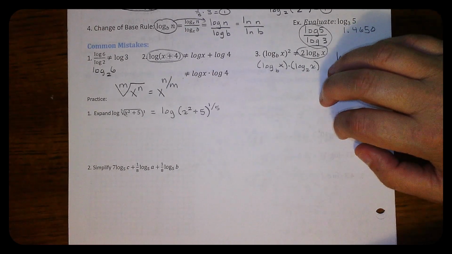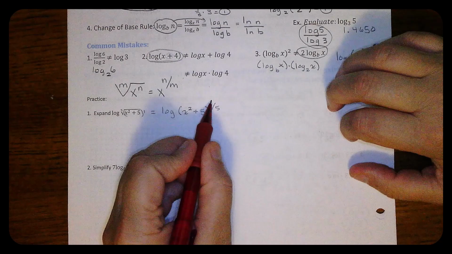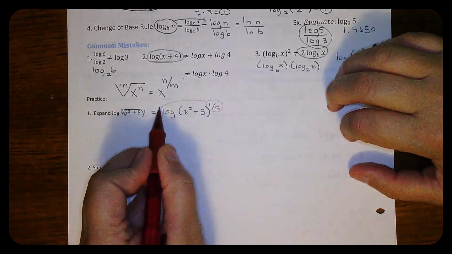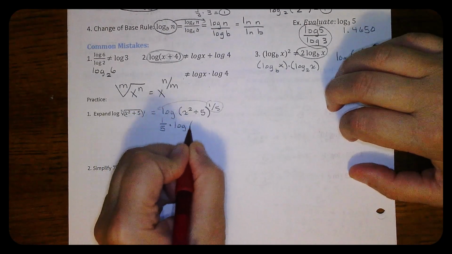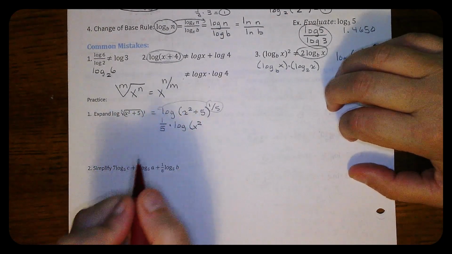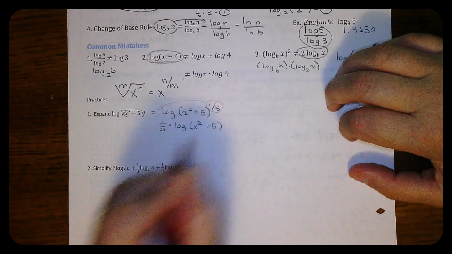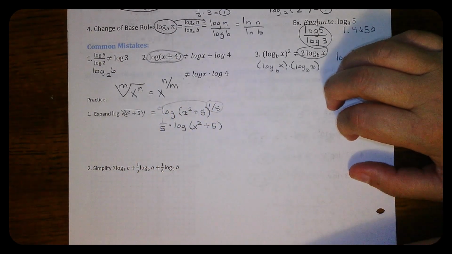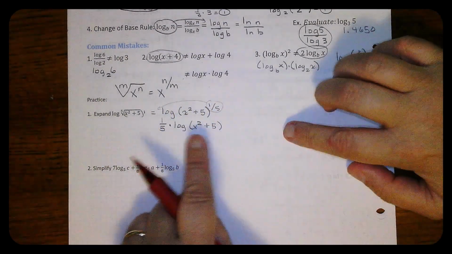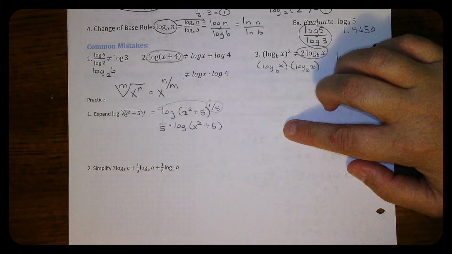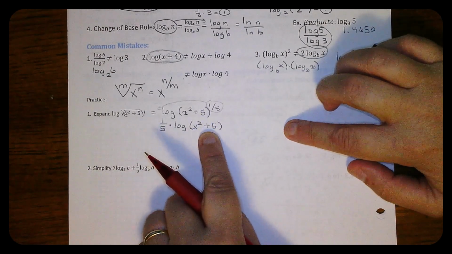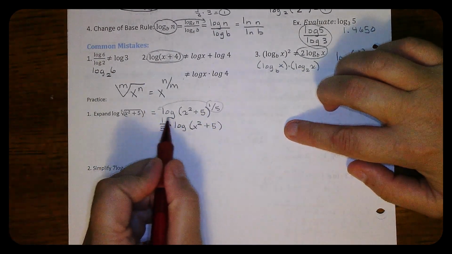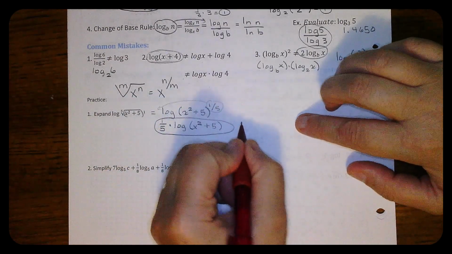Okay, now we can use the rule. This power can go in the front. That's the power rule. So that would be 1/5 times the log of x squared plus 5. Then you have to say, okay, am I done or can I do another rule? Can I expand that? No, no, no. You can only expand when you see multiplication or division in here. So that one, you're done. All we had to do was use the power rule.